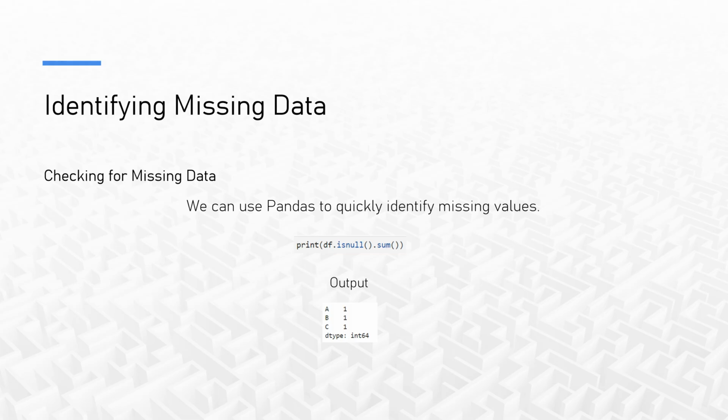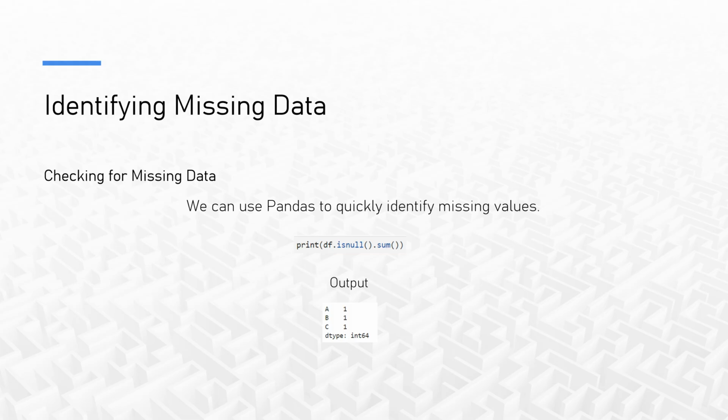To quickly check for missing values in a dataset, we can use the Pandas function isnull combined with a sum. What happens here is simple. isnull looks through the data frame and marks every missing value as True. Then, when we apply sum, it counts up how many missing values are in each column. Looking at the output, we can see that column A has 1 missing value, column B also has 1, and column C has 1 as well. This gives us a clear summary of where the gaps in our data are, making it easy to decide how to handle them next.